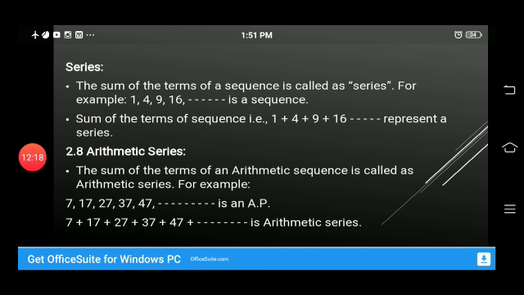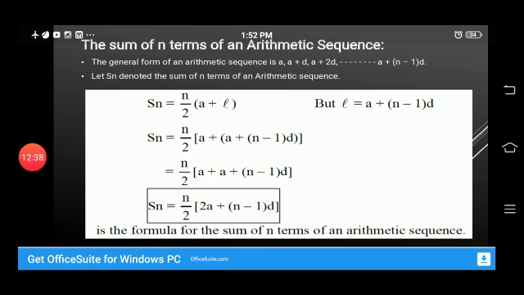The sum of the terms of an arithmetic sequence is called an arithmetic series. For example, 7, 17, 27, 37, 47 is an arithmetic progression. When we write it as an arithmetic series, it would be 7 plus 17 plus 27 plus 37 plus 47 and so on.